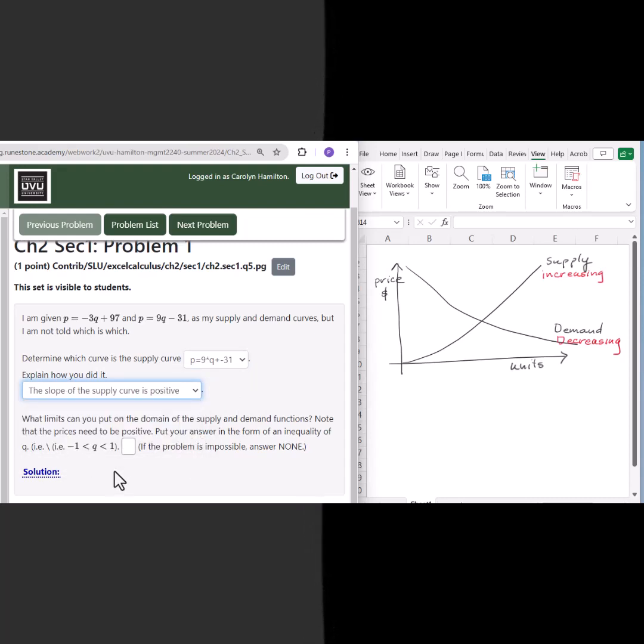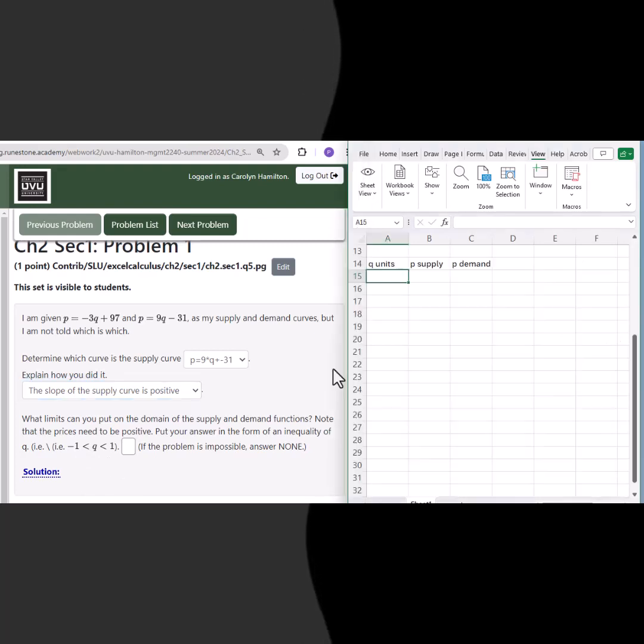Okay, now what limits can you put on the domain of the supply and the demand functions? Well, first let's get them graphed, and then we'll talk about what it means by domain. So the units, I'll start with 5 and 10. The supply curve is 9q minus 31, and that's equal to P, a price. So when you talk about the value coming out of the supply curve, it's a price. The price is built from 9 times the units, take away 31, and then for the demand curve, price is given by -3 times the units, and add 97.